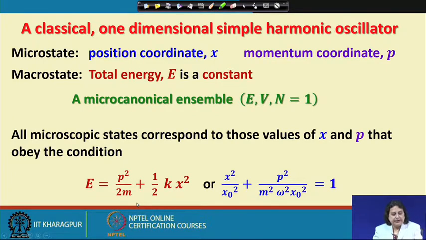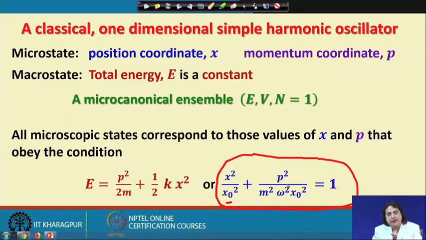So, what I have done is, instead of writing it in terms of k, I have identified that k is nothing but m omega square, if m is the mass of the oscillating body which is oscillating with an angular frequency omega. In that case, this condition can be rewritten using this expression. Now, in this expression, as you see, x naught is the initial condition and x and p are the microscopic state information at a given time.